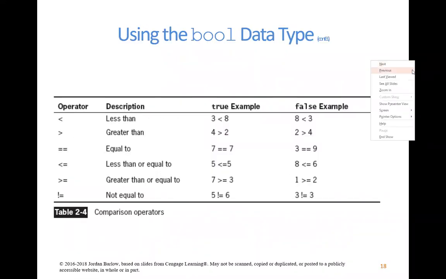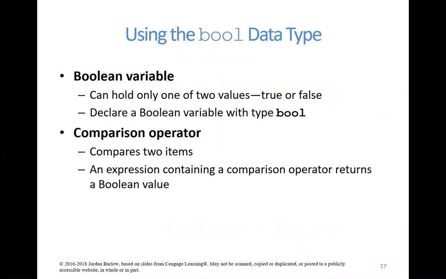Okay, a Boolean variable can hold only one of two values, either true or false, and you use the keyword bool to declare a Boolean variable. An integer variable can hold millions of different values. It can hold the value 1, it can hold the value 342, it can hold the value 7,649. A Boolean value can only be one of two things, true or false.